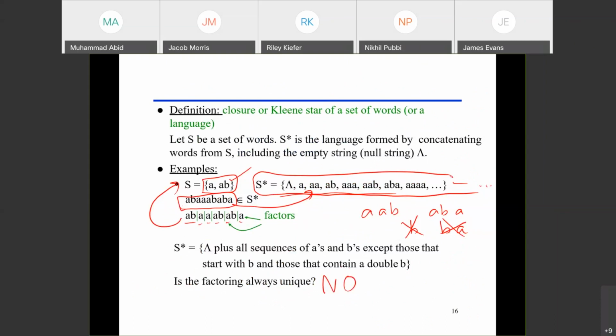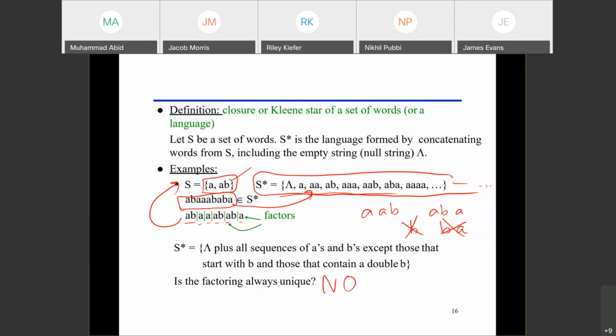Okay, so we are happy with this. Let's go to the next slide if you do not have any question. I do have one question. Yes, please go ahead. So for this part right here, S is a group of words, right? So A is a word and AB is a word. You are right. Yes.